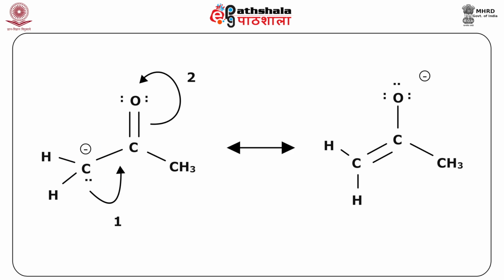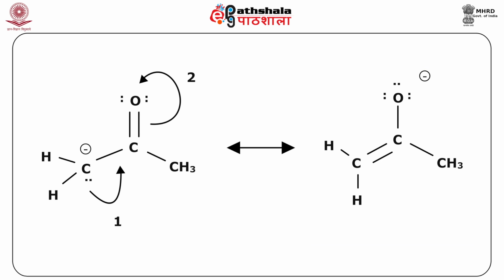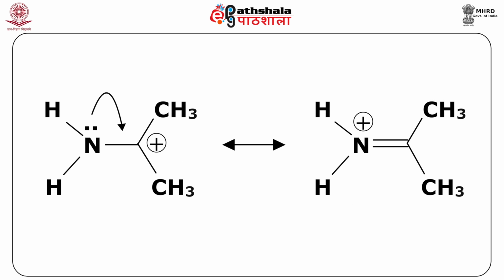So, these 2 electrons move between these 2 carbons, and as a result, further the C double bond O pi electrons move to the oxygen, and you get this particular resonating structure. So, this is a correct way of movement of electrons. Let us look at this next case.